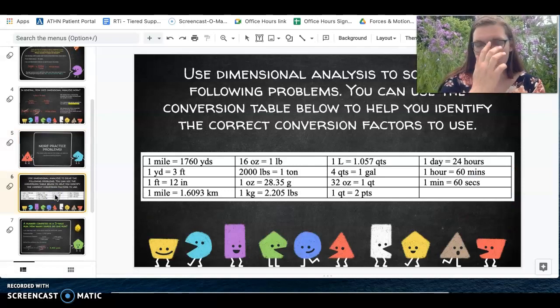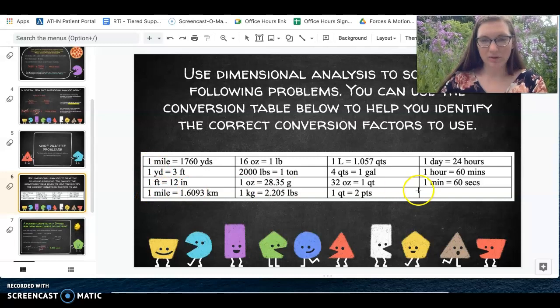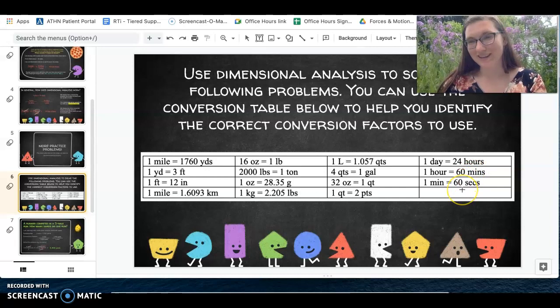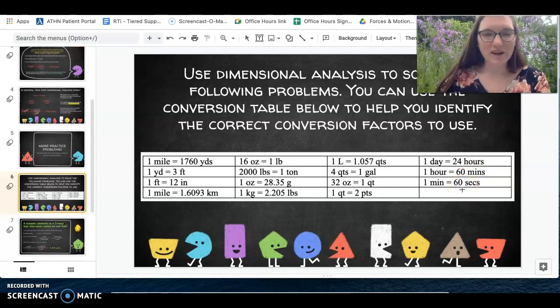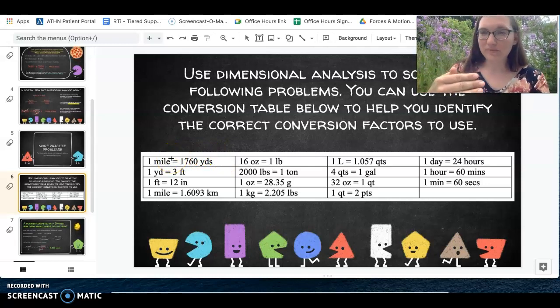So in any of these problems that you're going to see on the test, there's always going to be a conversion table. Also, the same thing works if you Google how many yards are in 1 mile, or how many quarts are in 1 liter, or how many hours are in 1 minute, that kind of thing. You can always find that out there, but we'll have a conversion table for you. So any one of these can be turned into a conversion factor, meaning you could do 1 mile over 1,760 yards.